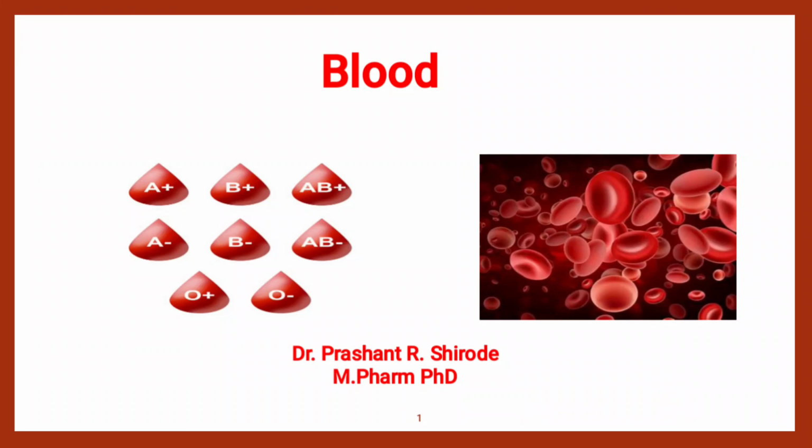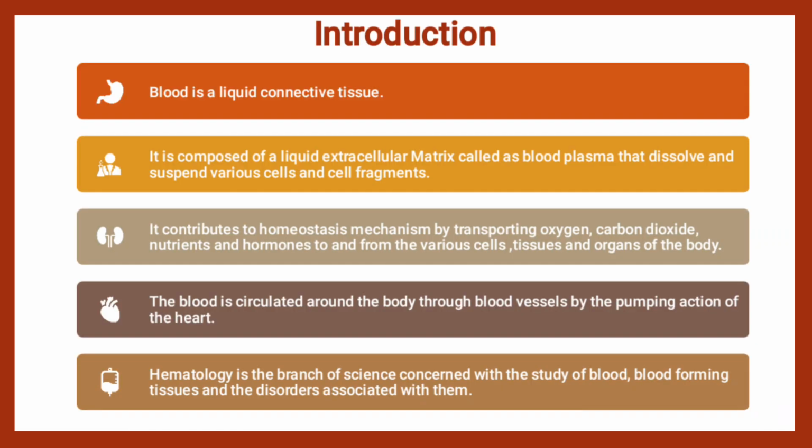Hello friends, today we have to discuss a very important chapter, blood. What is blood? Blood is a very important liquid material in our body and it is composed of liquid connective tissue. It is composed of a liquid extracellular matrix called blood plasma that dissolves and suspends various cells and cell fragments. It contributes to the homeostasis mechanism by transporting oxygen, carbon dioxide, nutrients and hormones to and from the various cells, tissues and organs of the body.